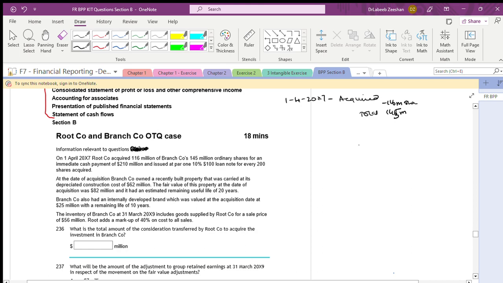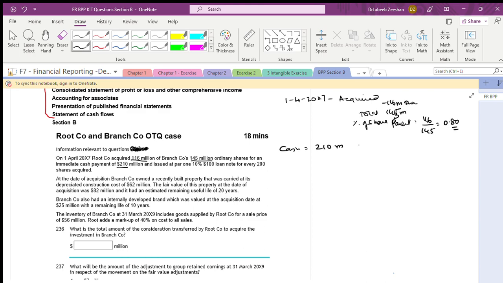We have to know the percentage share of the group, of the parent. 116 divided by 145 comes to 0.80. They have acquired 116 million shares out of 145 million total ordinary shares. Immediately, what do they say? They are talking about the cash, which is 210 million.